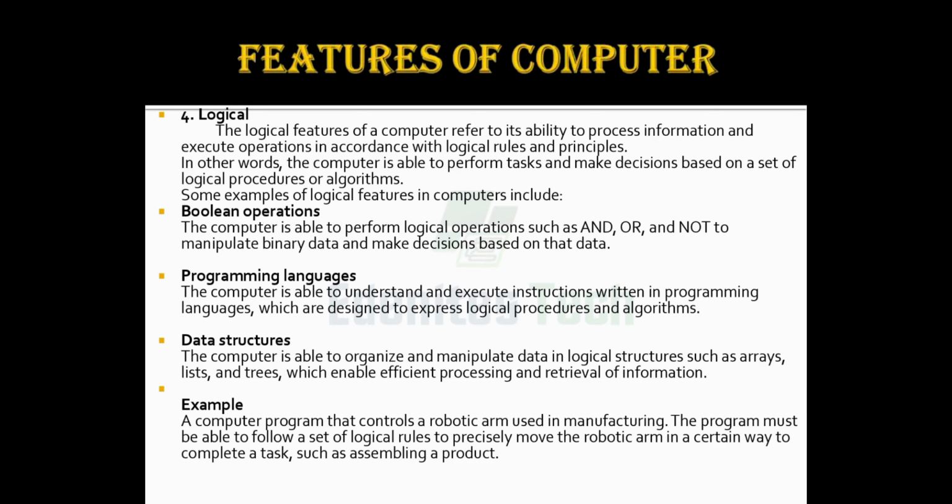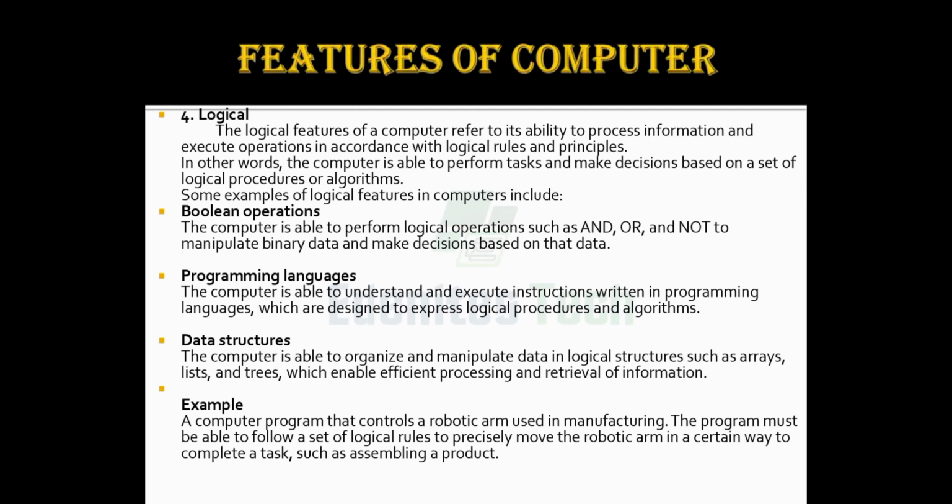The logical features of a computer refer to its ability to process information and execute operations in accordance with logical rules and principles. In other words, the computer is able to perform tasks and make decisions based on a set of logical procedures or algorithms. Some examples of logical features in computers include Boolean operations, programming languages, and data structures.